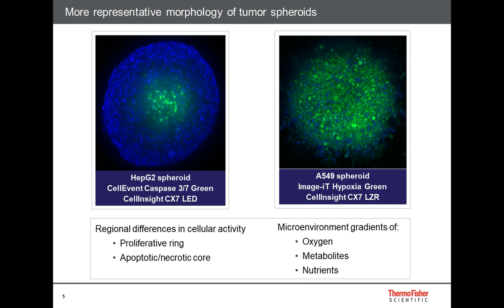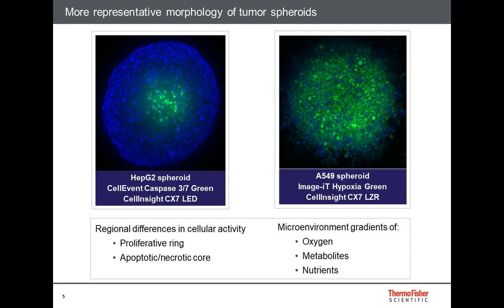We expect in a 3-dimensional model to see a more representative morphology that better relates to an in vivo tumor, where we can see the reproduction of characteristic differences in cellular activity. On the left here, we see a difference in proliferative ring. We can see in green, as illuminated by our CellEvent Caspase-3/7 Green reagent, we're able to visualize the apoptotic or necrotic core, those cells that are isolated from growth factors and oxygen and become necrotic.